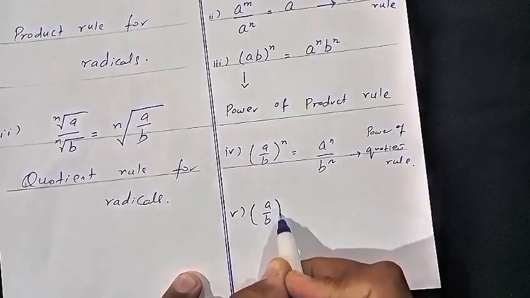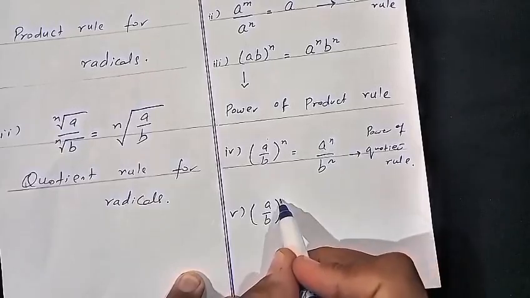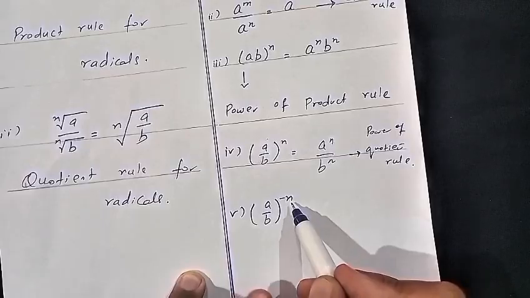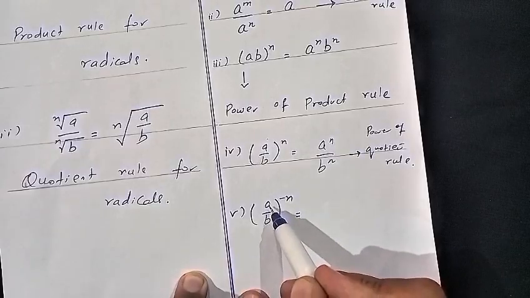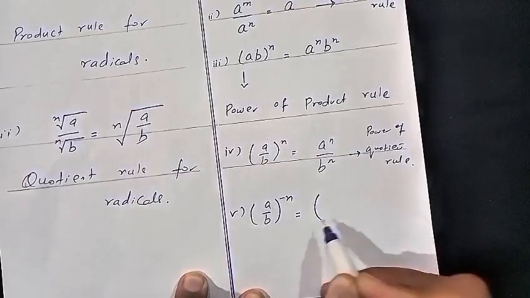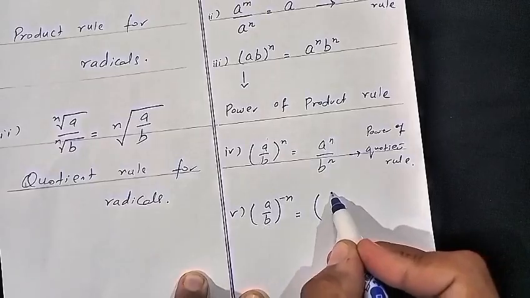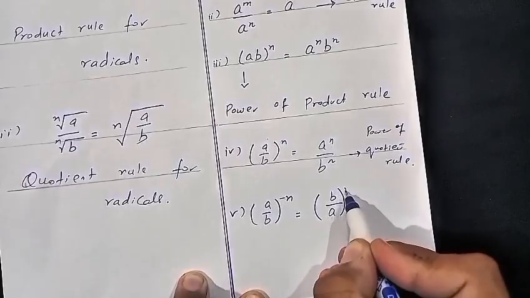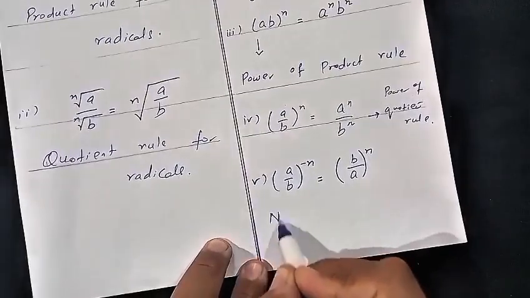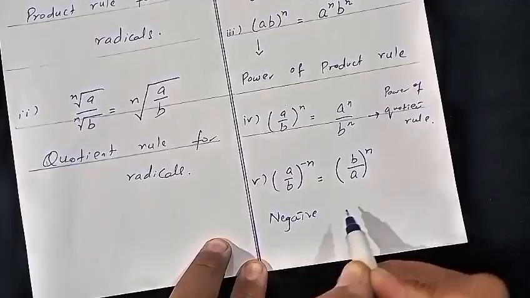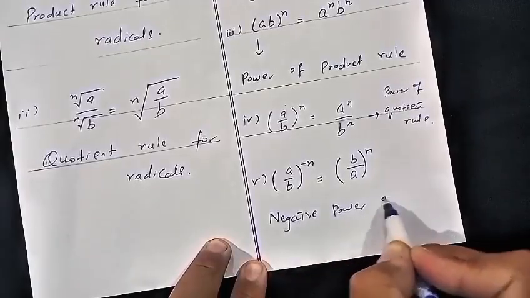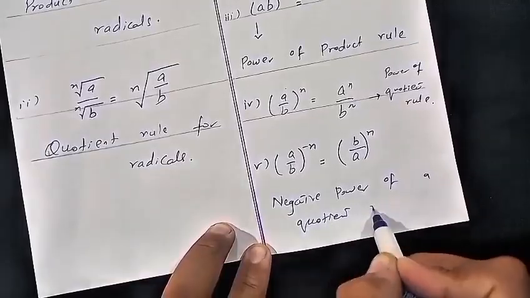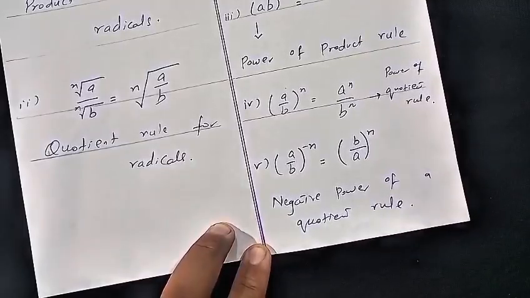The fifth property: if two numbers are divided with a negative exponent, that is minus n, we make the exponent positive by interchanging the positions of numerator and denominator. That is, if b becomes the numerator and a becomes the denominator, the power becomes positive, plus n. So this is called the negative power of a quotient.